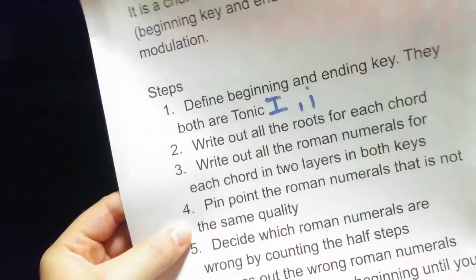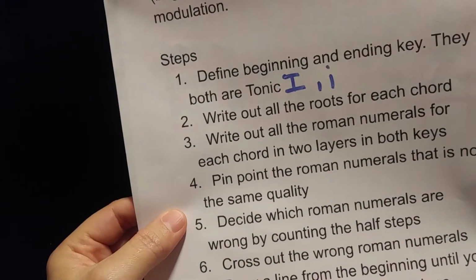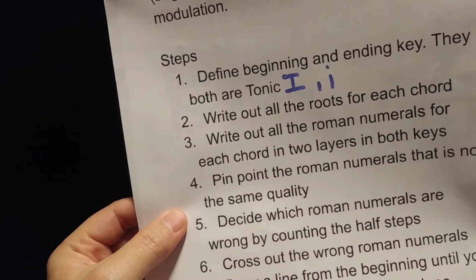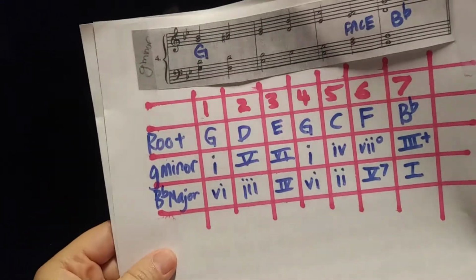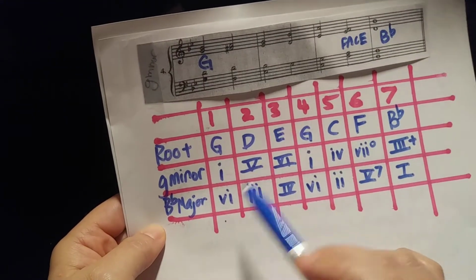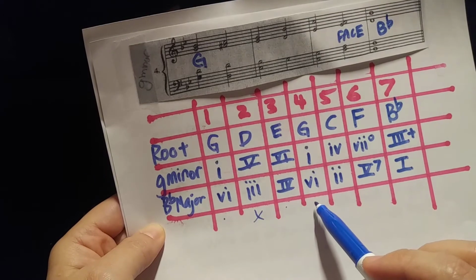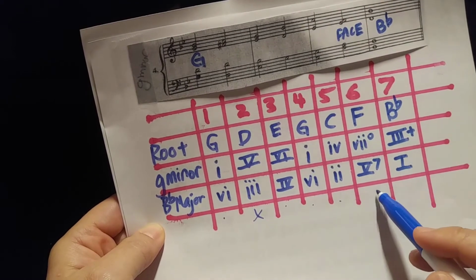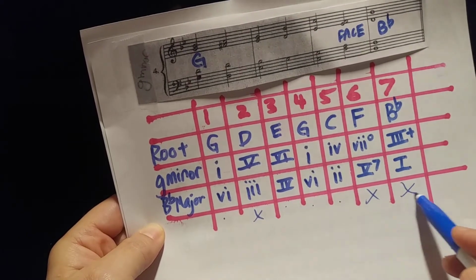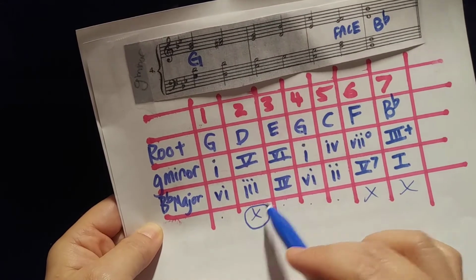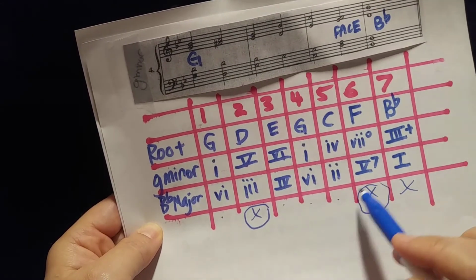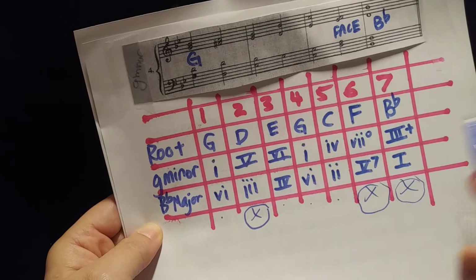Alright, so now step number 4: pinpoint the Roman numerals that are not the same quality. Which one is not the same quality? This one is the same. This one is not the same. This one is the same, this one is the same, this one is not the same, and this one is not the same. So we need to look at chord number 2, chord number 6, and chord number 7.